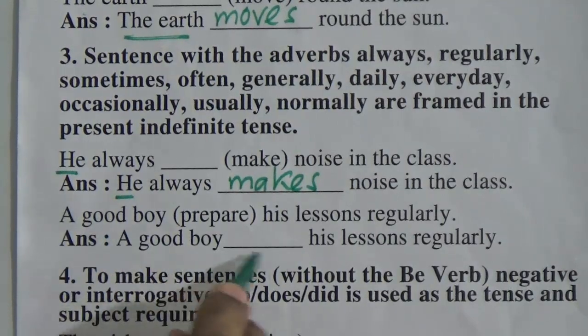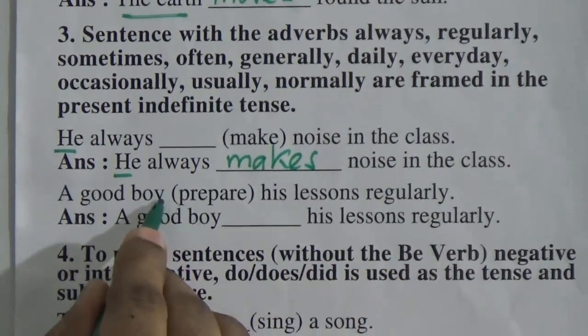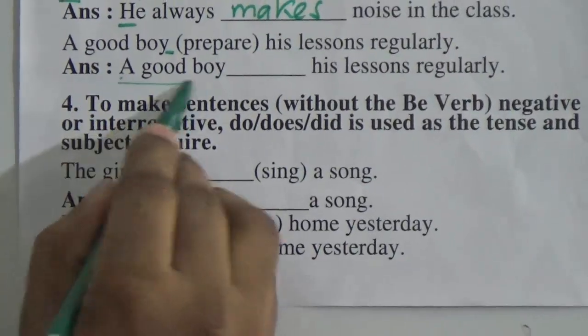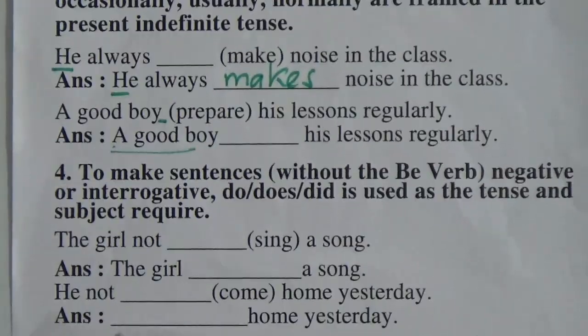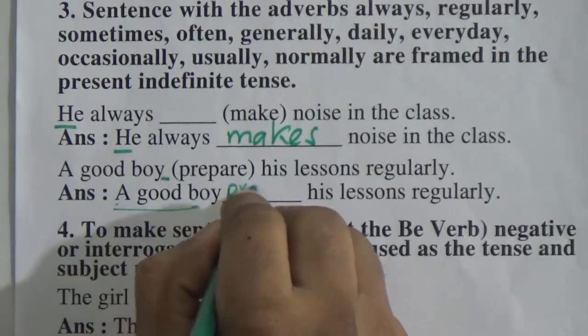Next one, a good boy prepares his lessons regularly. So how many boys? A good boy. That's why we will add s or es after the verb. Prepares.